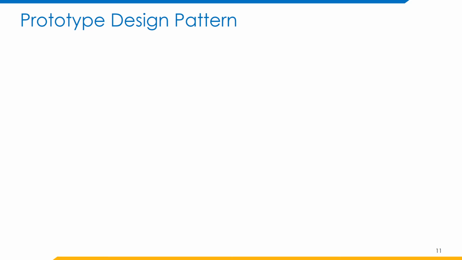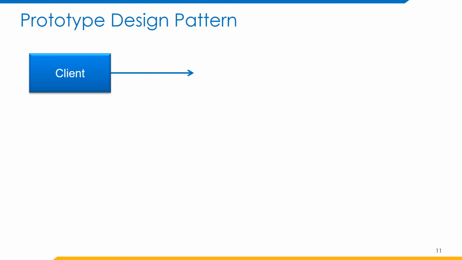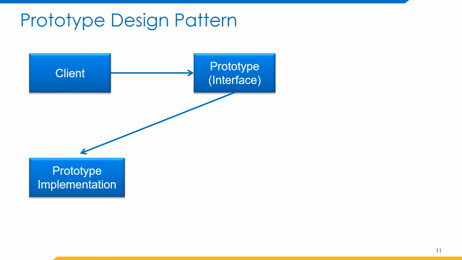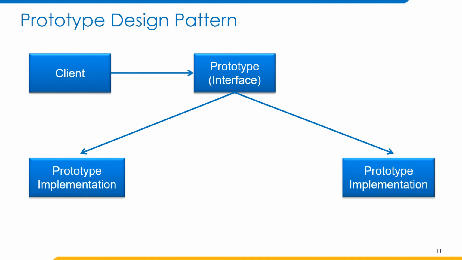For example, if we have an interface, the client needs an implementation class of that interface. In that case, we will implement the interface with all those properties as a shallow copy or as a deep copy. Whenever we want a shallow copy, we will call the shallow copy implementation, or we can call the deep copy implementation.